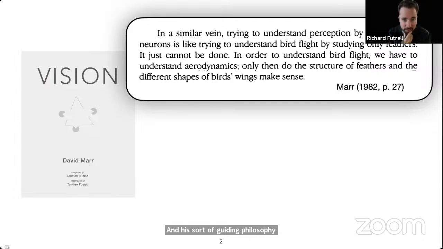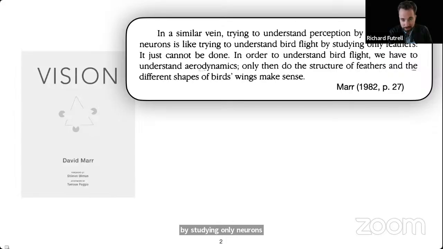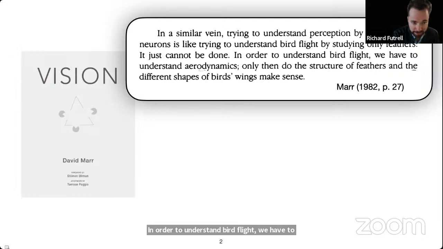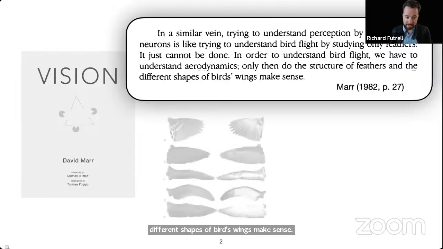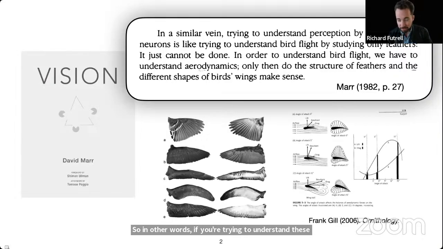He says, trying to understand perception like vision by studying only neurons is like trying to understand bird flight by studying only feathers. It just cannot be done. In order to understand bird flight, we have to understand aerodynamics. Only then do the structure of the feathers and the different shapes of birds' wings make sense. So in other words, if you're trying to understand these things, birds' wings, you have to understand this stuff. You have to understand aerodynamics, which defines the constraints that the system operates under.